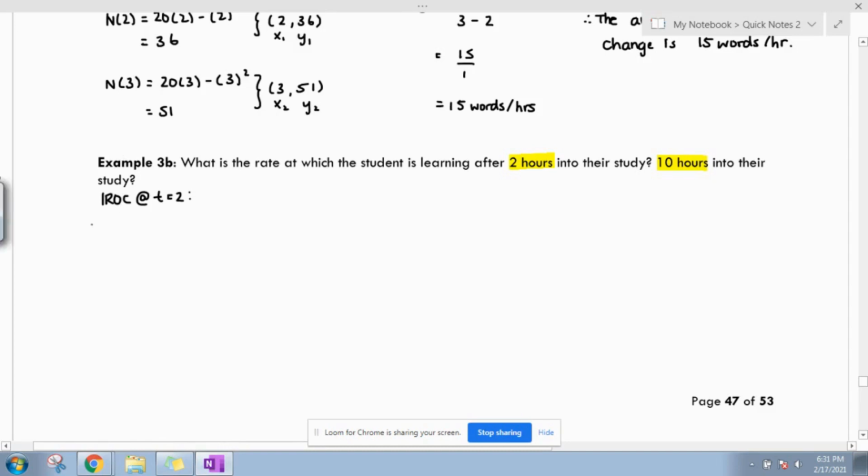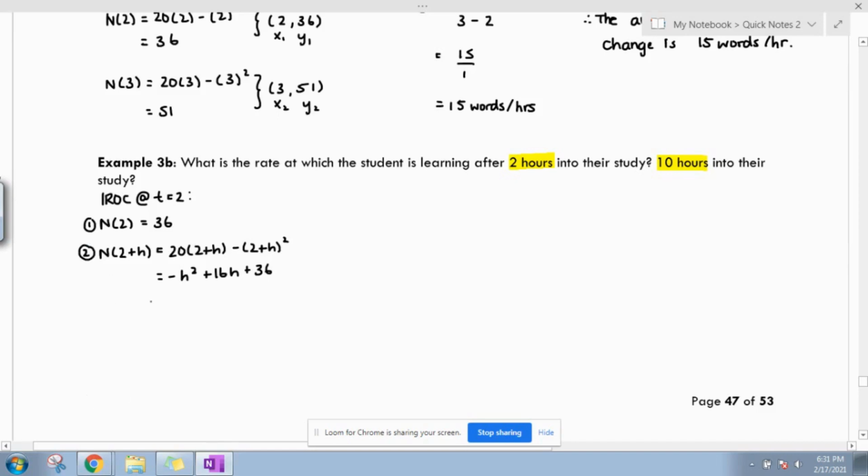So the first thing that we're going to do is figure out n at 2, which I knew from the previous example would be 36. And then we also have to create a second point, which is going to be created by n of 2 plus h. So that means I'm going to be plugging in 2 plus h anywhere I see t in my equation. So I'm going to do 20 times 2 plus h minus 2 plus h squared. If I simplify that, that's actually going to give me negative h squared plus 16h plus 36. So that's the second step.